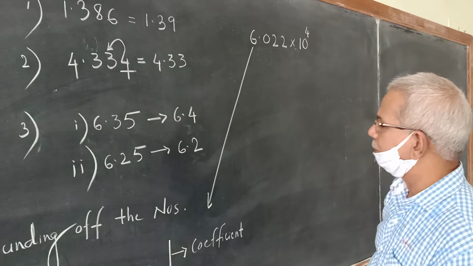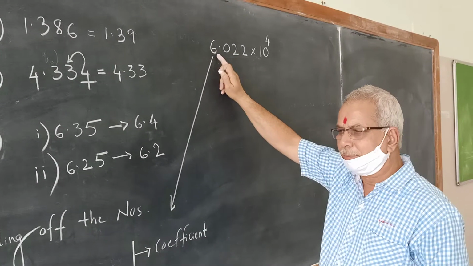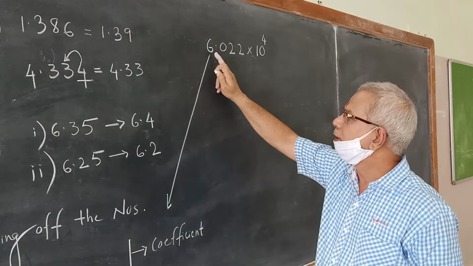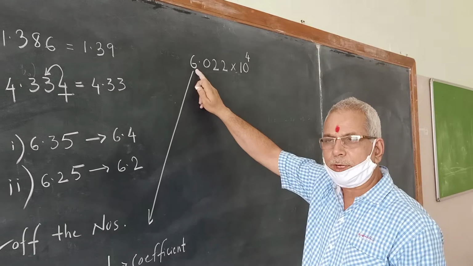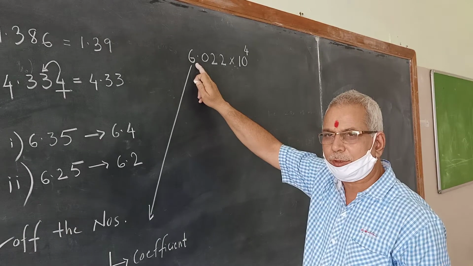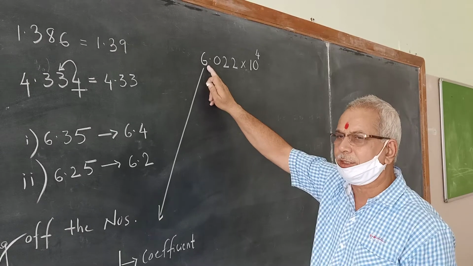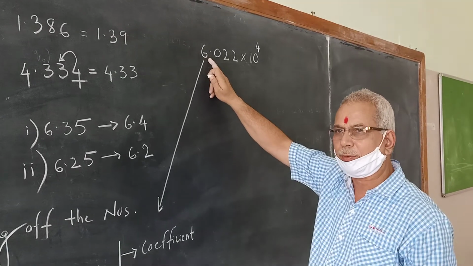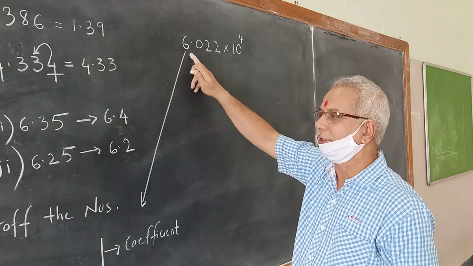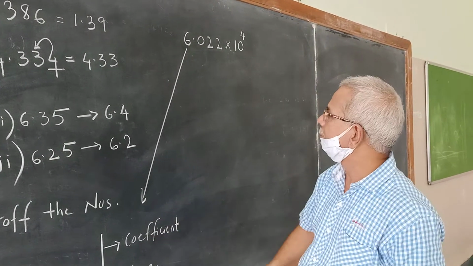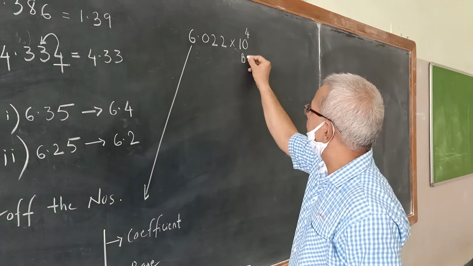We express numbers in scientific notation with a single digit. This should be from 1 to 9.99, not double digits like 10 point something. So this should be a single digit, starting from 1 till 9.99. You can write up to 9.99, but not 10. That is called the coefficient. And this number is called the base, base 10.